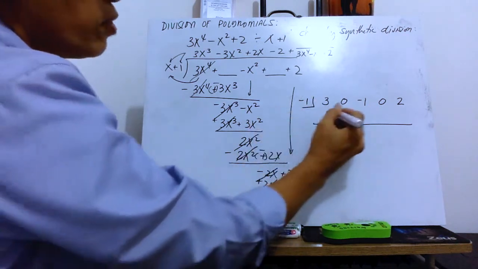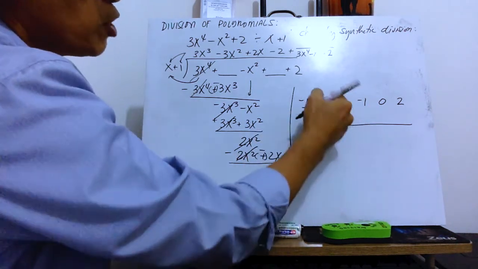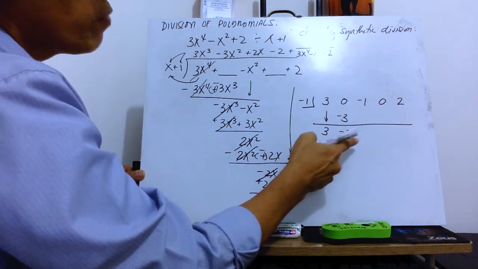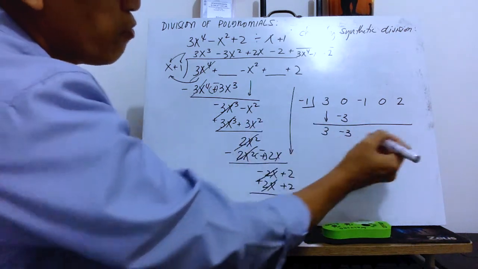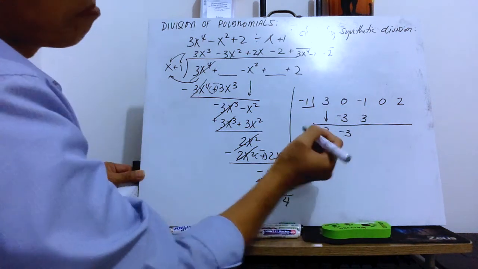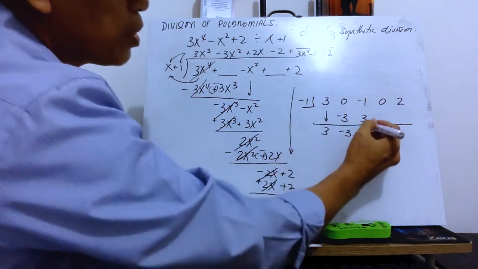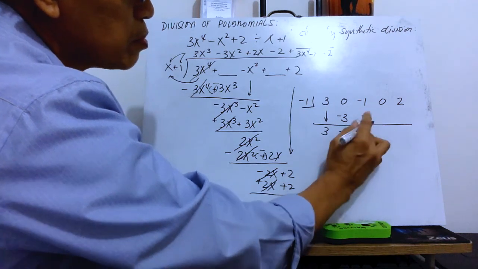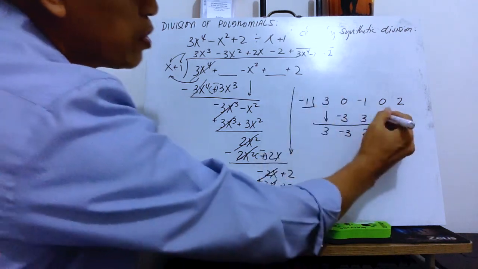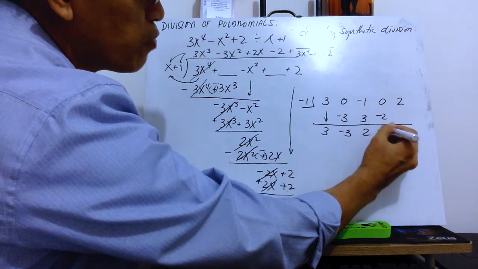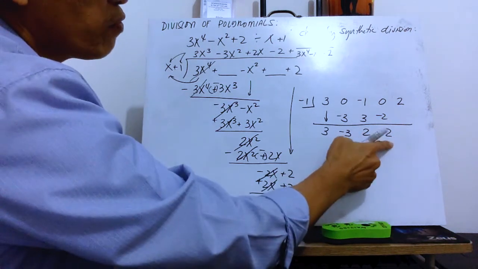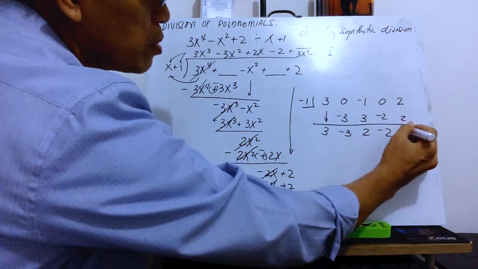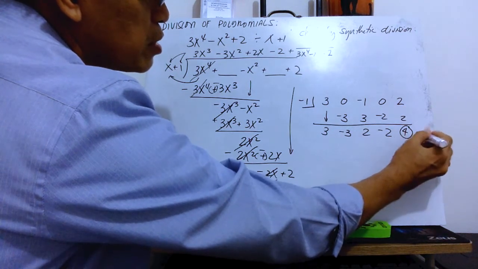3 times negative 1, that's negative 3. 0 plus negative 3, negative 3. Negative 3 times negative 1 is 3. Negative 1 plus 3 is positive 2. And then 2 times negative 1 is negative 2. Just bring down negative 2. And then negative 2 times negative 1 is positive 2. That's our 4. See? That's the remainder.